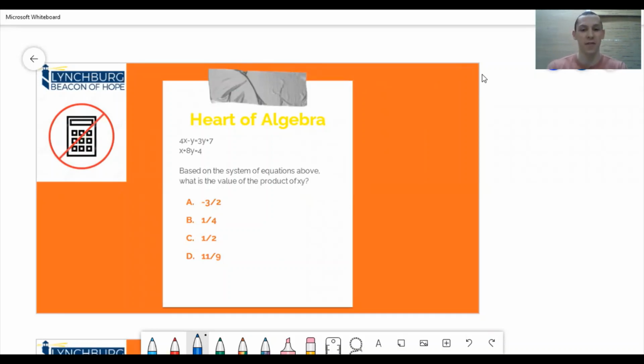This problem comes from the heart of algebra section. As you can tell, we're yellow today, so this is what would be considered an intermediate difficulty problem. So let's look at the problem and then we'll go through it.